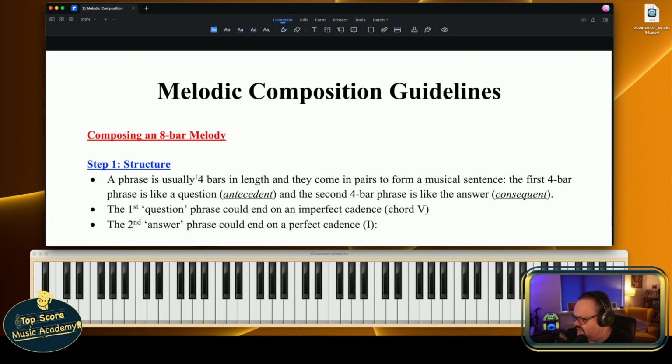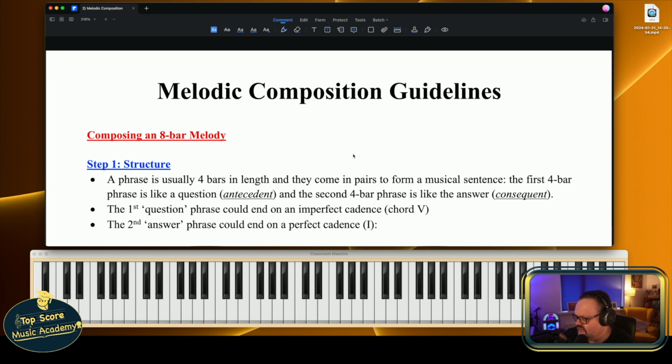A phrase is usually 4 bars in length and they come in pairs to form a musical sentence. You may notice that a lot of the terminologies we're using here we also use in English language, discussing things like cadences, sentences, phrasing. All of these things exist in music as well. So the first 4-bar phrase is like a question phrase, or to give it its technical term, the antecedent phrase. And the second 4-bar phrase is the answer to that phrase, or the consequent, to use the technical term.